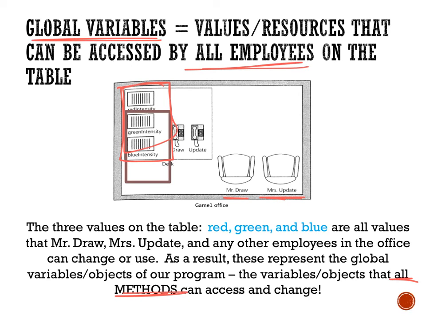Your local variables, on the other hand, will be things that Mr. Draw and Mrs. Update have contained in their own personal desk. They are variables that only they can access. They are in their own personal desk. Other methods cannot see them. But these global variables, these ones that are sitting on the table, the red intensity, the green intensity, and the blue intensity, those are values and resources that can be accessed and changed by all employees. And because they can be accessed and changed by all employees, or therefore all of your methods in your class, they are in fact the global variables and objects that are found in your game. So kind of keep that in mind as we move forward.